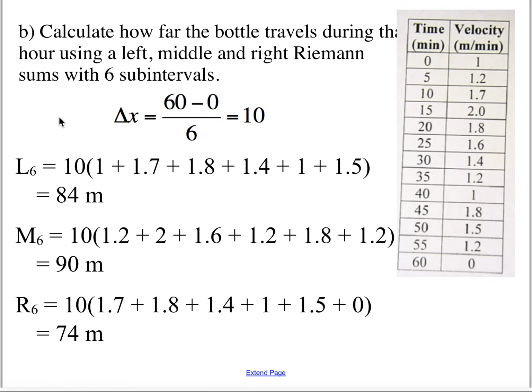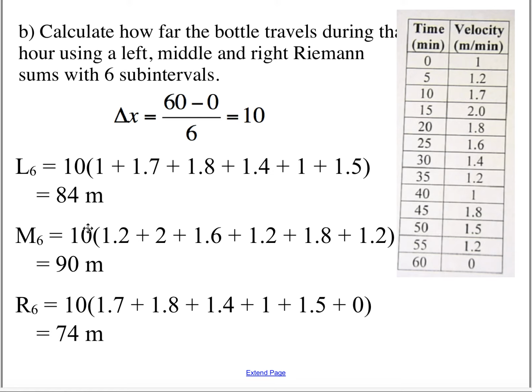For B, it said to use a left, middle, and right Riemann sum with 6 subintervals, so I needed to change my delta x. I did 60 minus 0 over 6, and that means my delta x is going to be 10. And since I'm using the left side, if my width is from 0 to 10, my left side is going to be at 1. Then from 10 to 20, my left side is going to be at 1.7. From 20 to 30, it's at 1.8, etc., until you get to 50 and use 1.5.